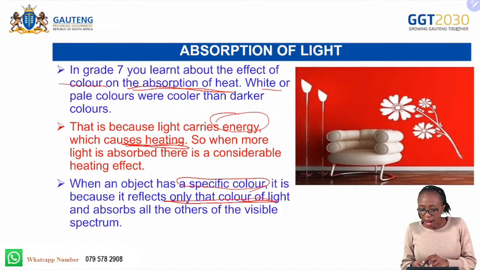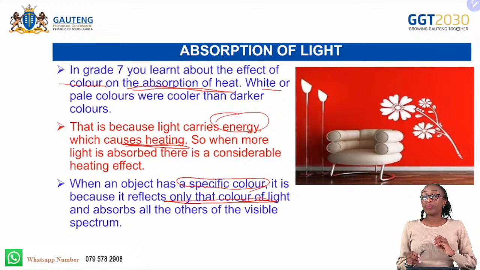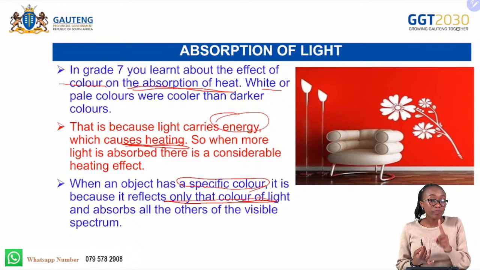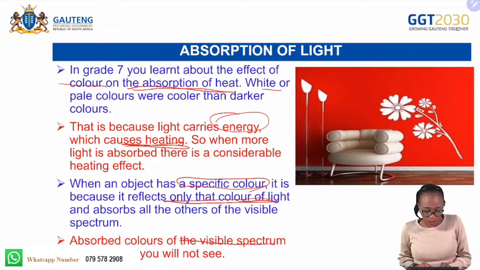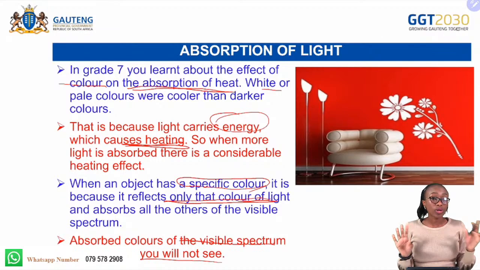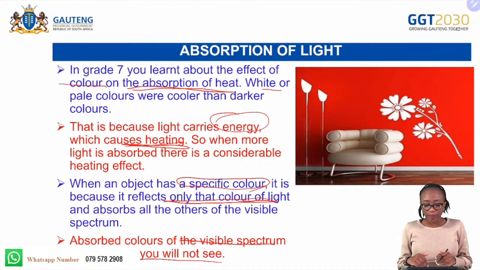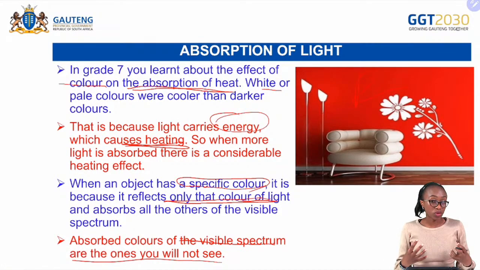And then the couch is white. We see it as white because all the colors of the visible light spectrum are being reflected. Whereas for the red wall, all the colors but one color, red, are being absorbed while red is being reflected. The absorbed colors of the visible spectrum are the ones that you're not going to see. You see the one that is reflected, which is red. Red is being reflected. That is why we're able to see it.